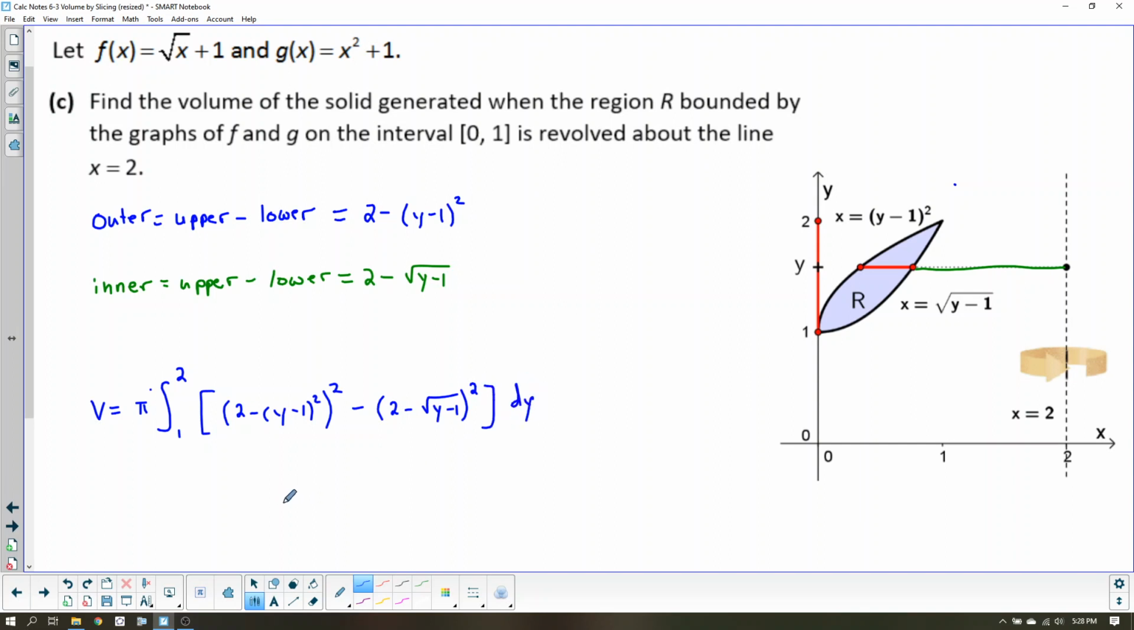With respect to y. So it looks really messy, it is complicated, but it is using the exact same methodology as the other ones. This is just your washer method. We've got pi times the integral of outer radius squared minus inner radius squared. If you evaluate that, that one comes out to 31 pi over 30.